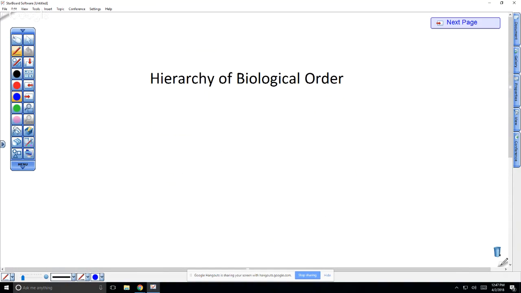Okay, so we also have what we call the hierarchy of biological order. And this goes from small to big. And so when we look at this hierarchy, we can start talking about molecules. In Biology 101, we talk a lot about atoms, and we talk about how atoms come together to form molecules, but we'll just start with molecules here. And these would be like proteins. They would be like carbohydrates and lipids. Okay. These are all non-living.